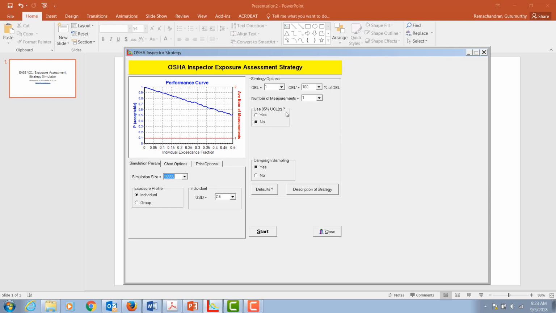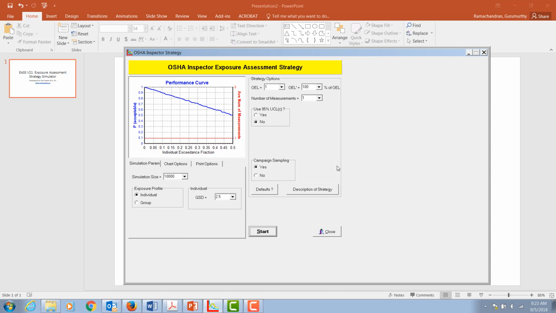We'll assume that the OEL is 1 and the number of measurements we are setting to be 1. And are we using the 95% upper confidence limit? No, because there is no statistical test here. We are just comparing each measurement individually against the exposure limit. And so let's start the simulation. And we see this is the performance curve.